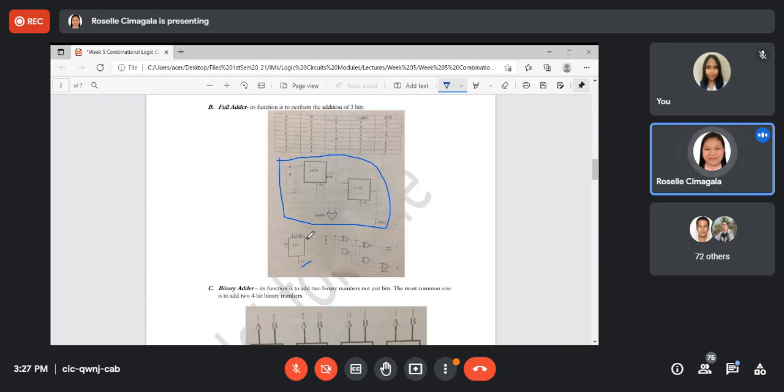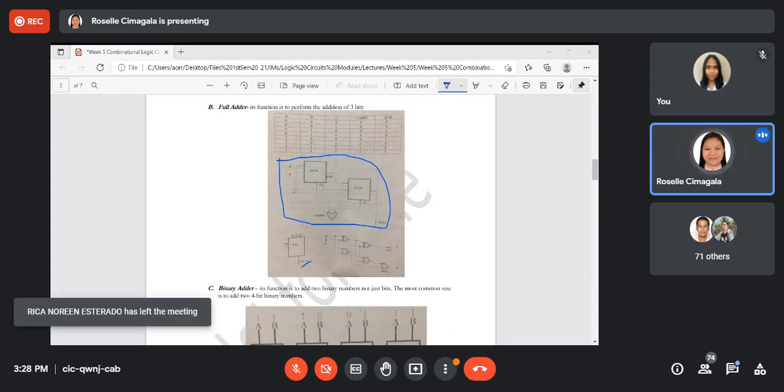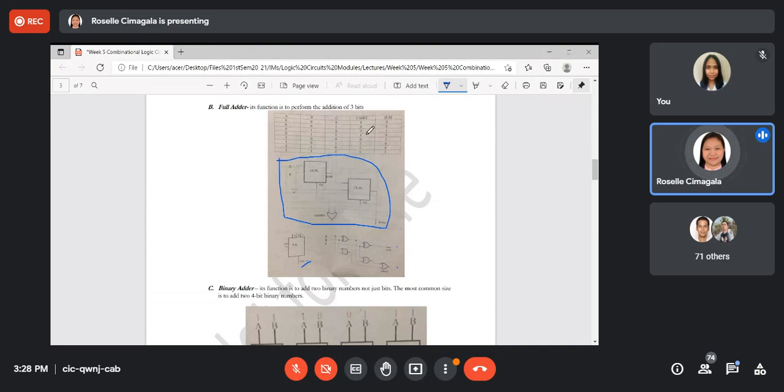Naay tulo ka input A, B, C. Unya ang full adder sa block diagram, naay carry in and then sum. So, carry ug sum ra ang output, unya tulo ka input. So, if there are 3 inputs, naay 8 input combinations, are you still with me? And then, ang carry ug sum mag-base sa atong input. Okay? So, for adding tulo ka 0, we have an output sum is 0, carry is 0.